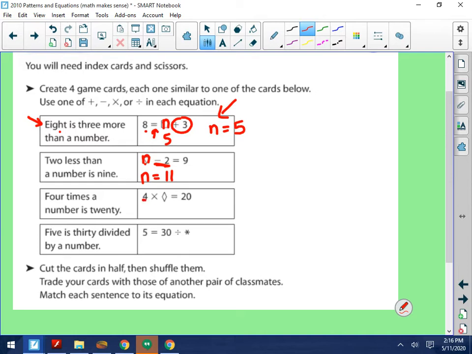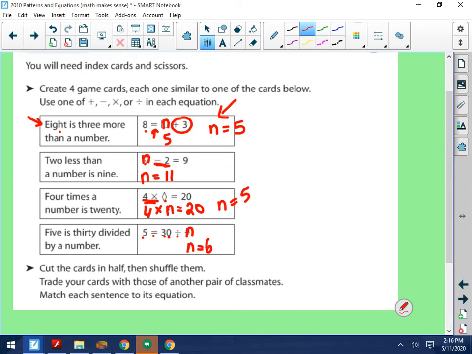4 times a number is 20. So 4 times a number n equals 20. N would have to be, well, 4 times what is 20? 4 times 5. And 5 is 30 divided by a number. 30 divided by, we'll say, n. So 30 divided by what is 5? Well, n would have to equal 6.